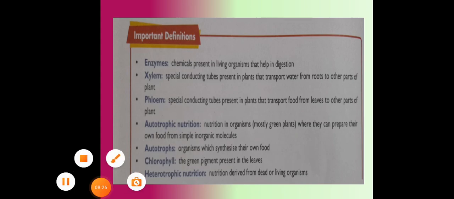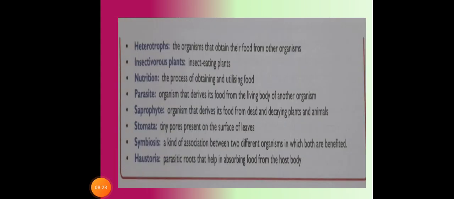Here the set of important definitions is there. You can refer to the textbook. Important definitions, match the following. Next is the 1 mark question and 2 marks question. The difference can be asked for both things. Write the difference between autotrophic nutrition and heterotrophic nutrition. So each and everything is important for the examination, dear students.